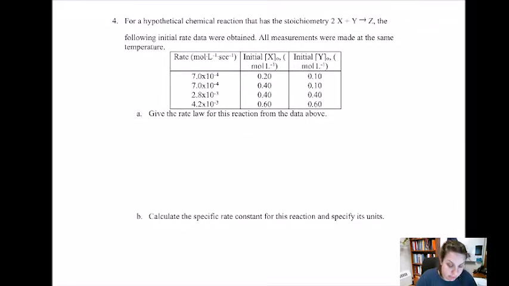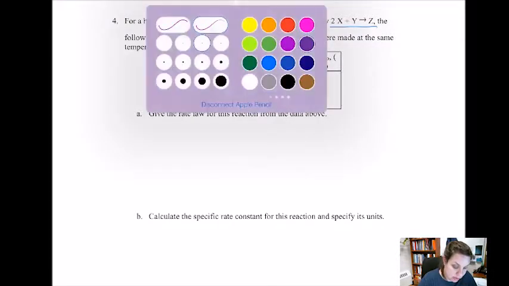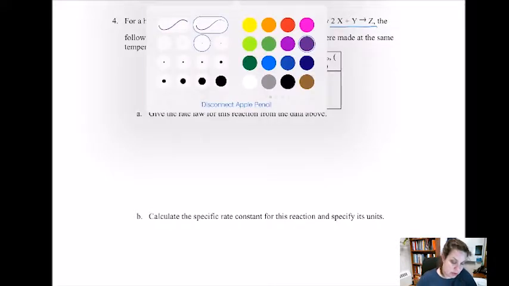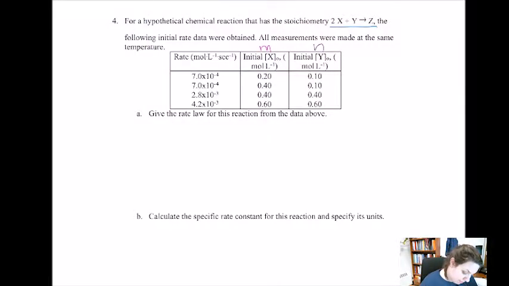We have the hypothetical reaction as such, and we have our initial data down below. If all the things were done at the same temperature, we want to determine our rate law. So again, we're going to do our m and our n. Let's first solve for m. I'm going to choose experiments where my y stays the same and my x changes.